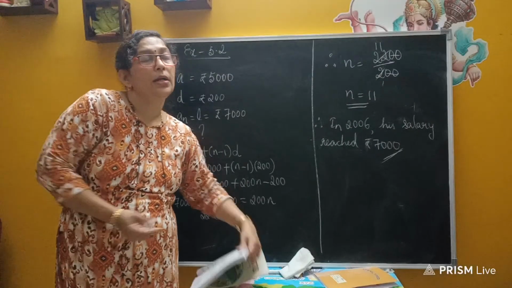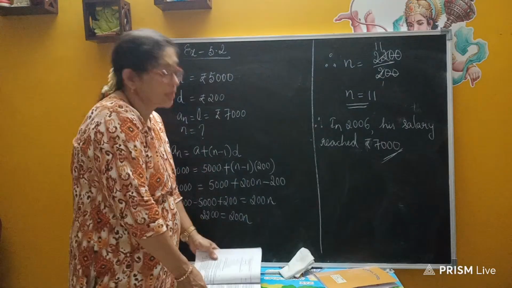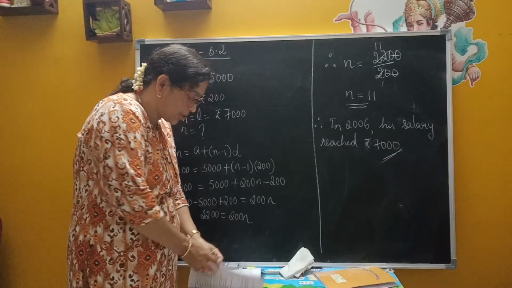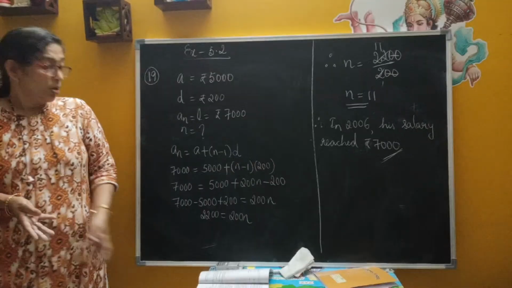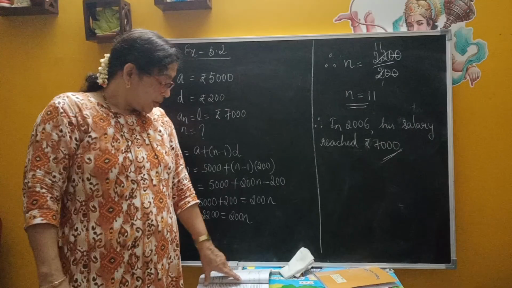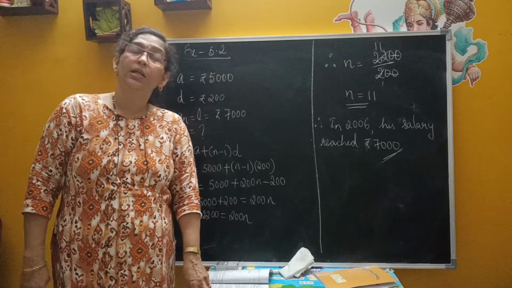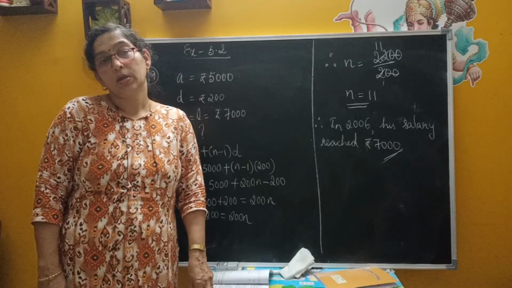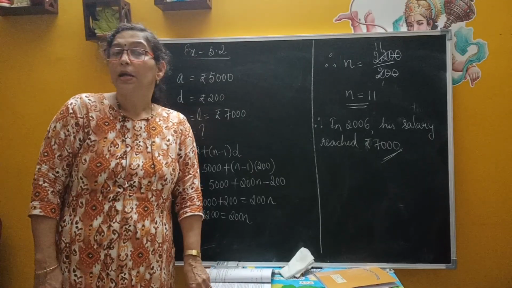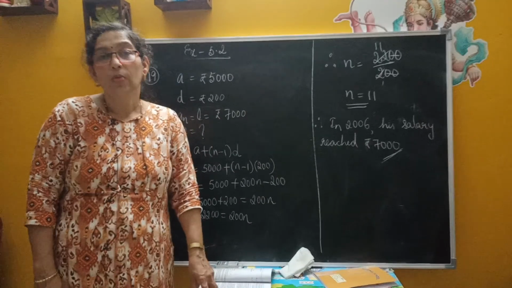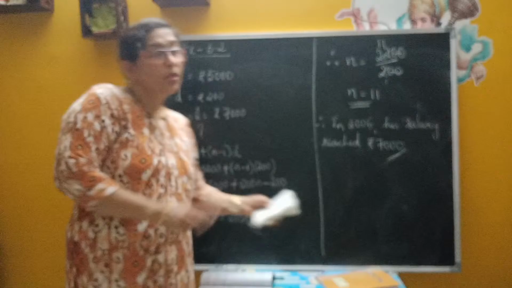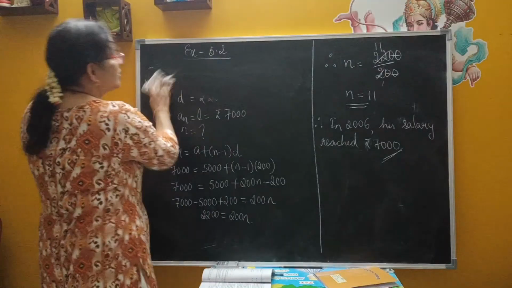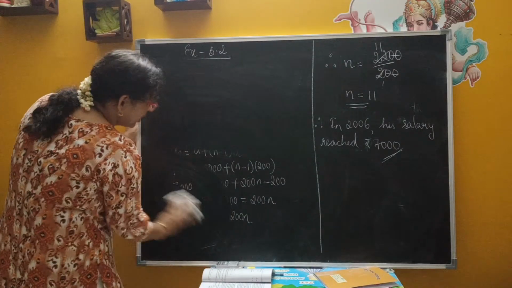Let me just give the introduction of the next part, and we will start solving the problems in the next class. So we finished with exercise 5.2. The next topic in this exercise is the sum of first n terms of an AP. In the introduction class itself, I gave the formula, that is Sn is equal to n by 2 into 2a plus n minus 1 into d.